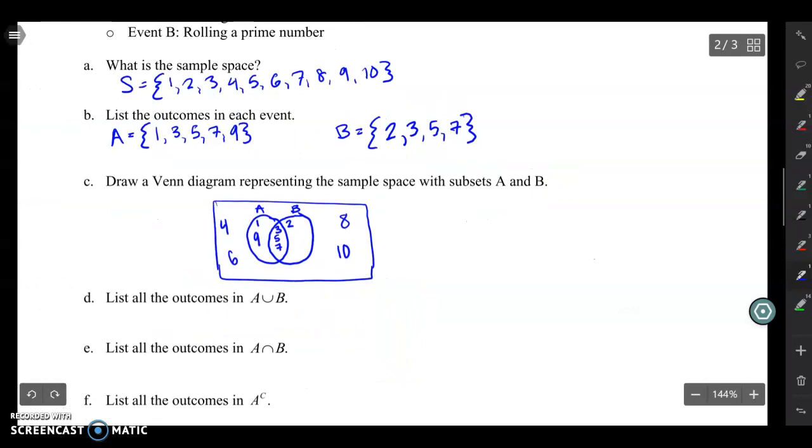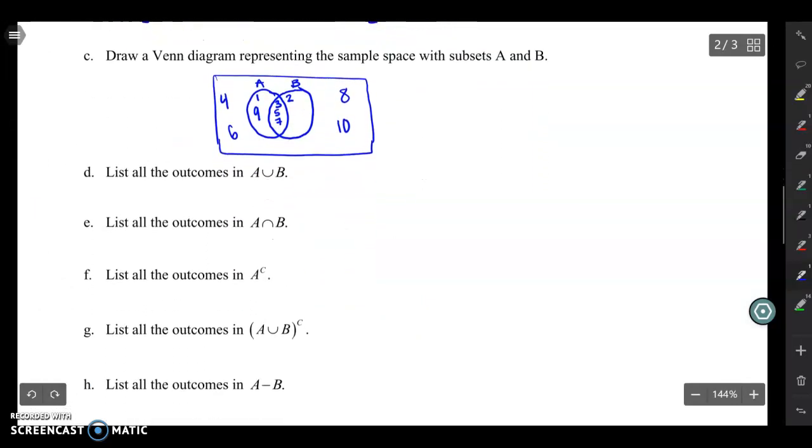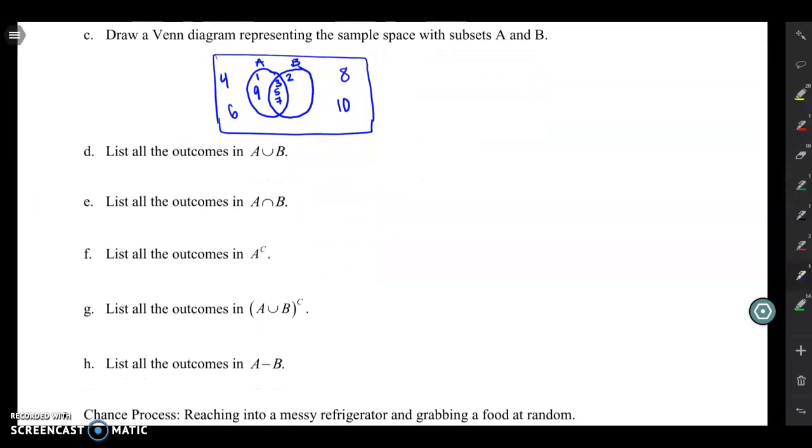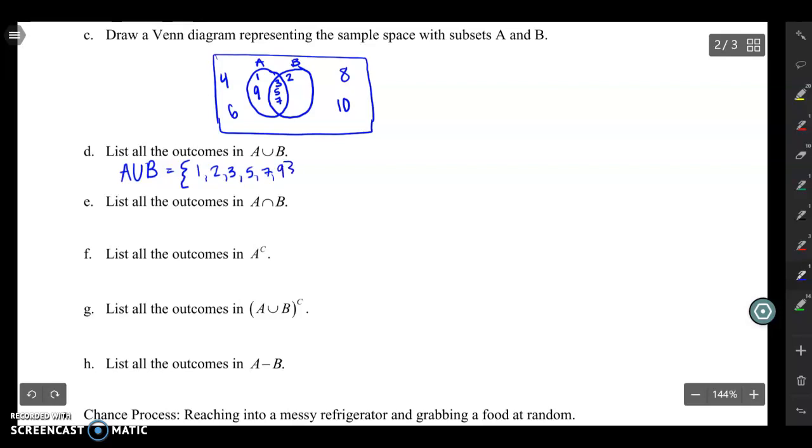Okay, so let's go ahead and use our Venn diagram to answer some questions. So list all of the outcomes in A union B. So remember, A union B is everything that's in A or B or both A and B. So I'm just going to list all the numbers that are in any circle in my Venn diagram. So 1, 2, 3, 5, 7, and 9.